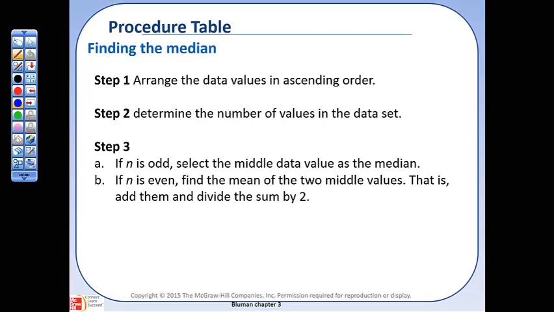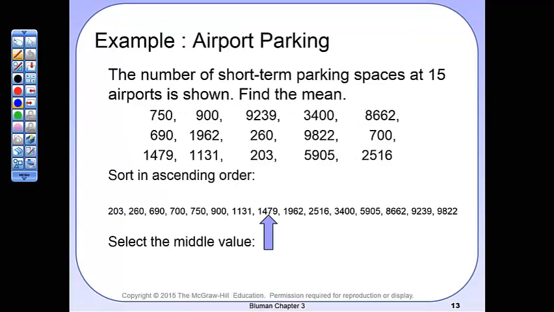To find the median, we're going to first arrange the values in ascending order. That means from least to greatest. We're going to determine the number of values in the data set. If n is odd, meaning the total number of values is odd, then we select the middle data value. If n is even, we're going to select the two middle values and take their average. Okay? So let's look at this example again, the airport parking lots.